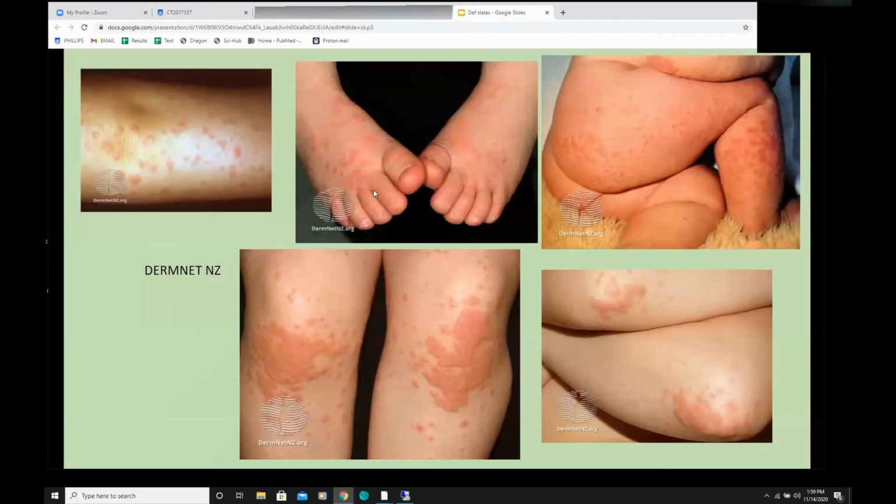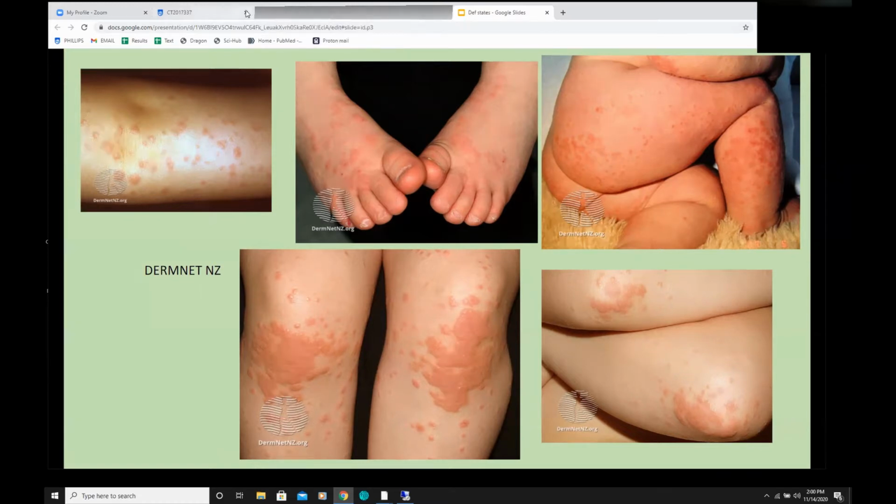So the next entity I want to discuss is something that you see in children. It's something that follows a lot of infections, different types of infection, and usually it's symmetric on the face, on the extensor surfaces, on the dorsum of the feet, and it presents with usually less than 1 centimeter plaques and sometimes vesicles, and this is Gianotti-Crosti disease.